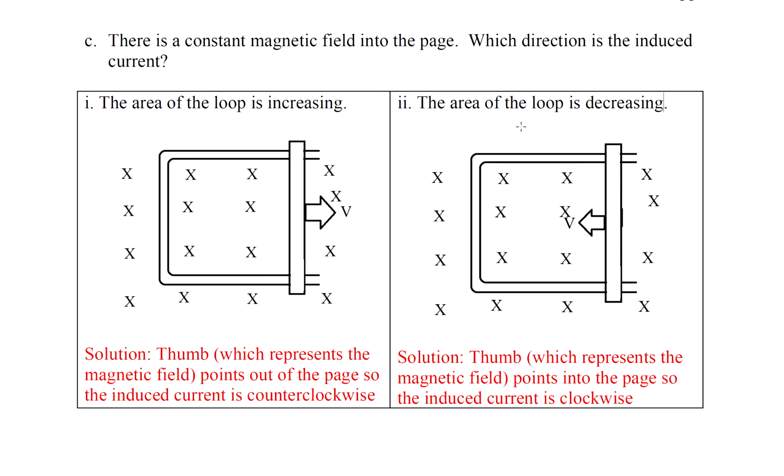I apologize. The area of the loop is decreasing. So we want to increase the amount of magnetic flux we have. So the way we do that is we put our thumb into the page, and our fingers curl clockwise.